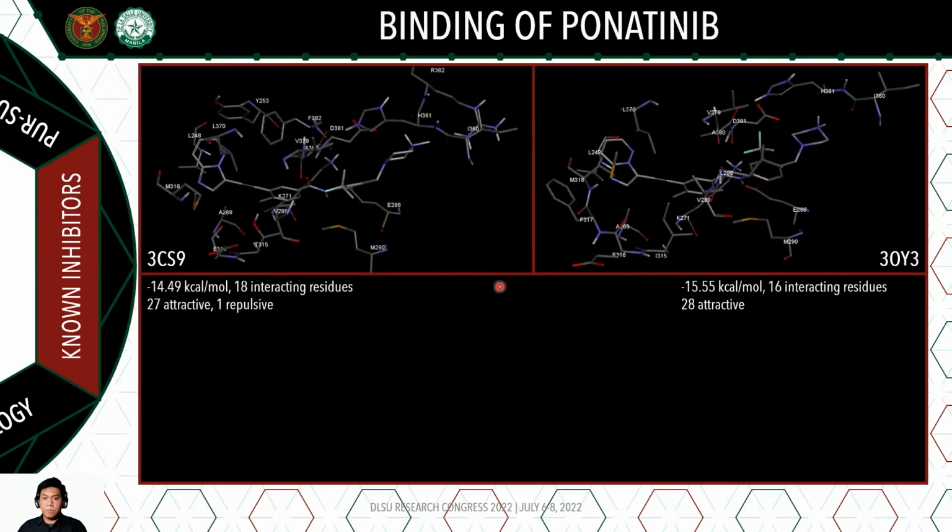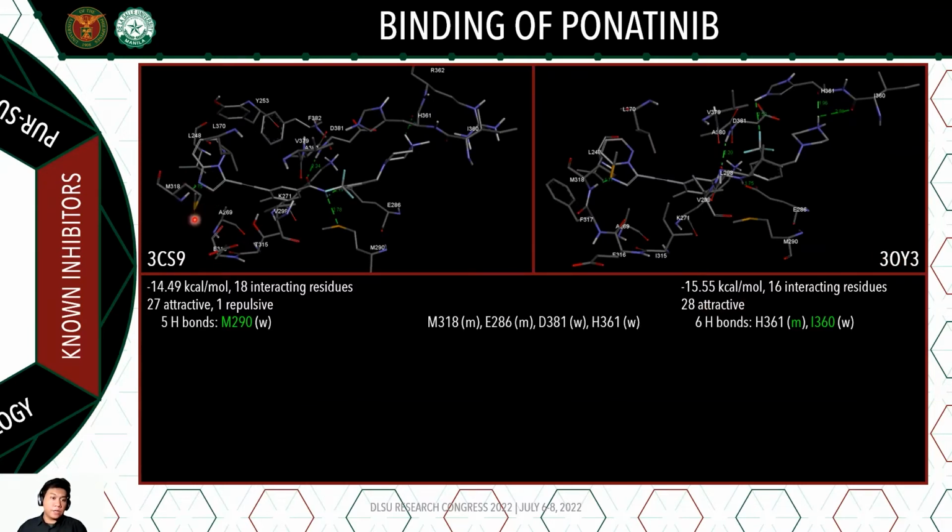This shows the binding profile of ponatinib in the 3CS9 and 3OY3 models. It has negative 14.49 and negative 15.55 kcal per mole as its binding energies in the two models. It has 18 and 16 interacting residues, 27 attractive and 1 repulsive in the 3CS9, and 28 attractive interactions in the 3OY3 model. So for the hydrogen bonds, the previously reported interacting residues are M318, D381, E286, H361, and I360.